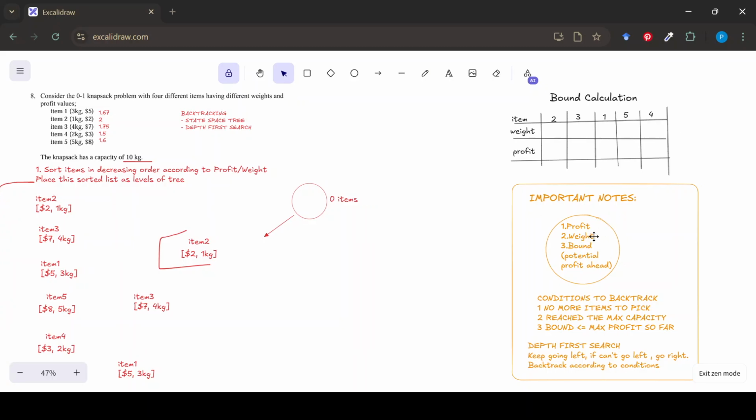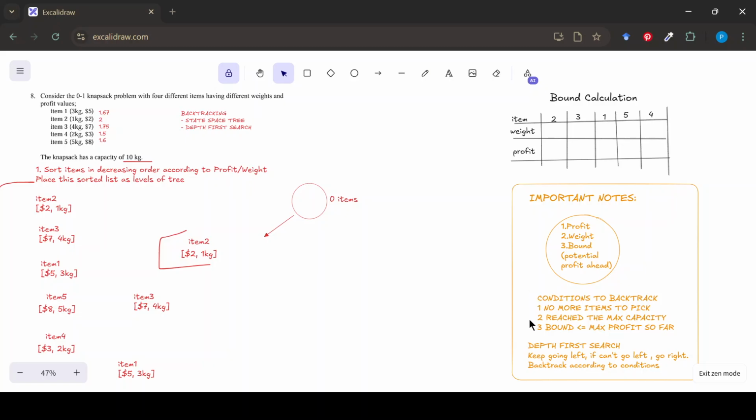So for each node, as you travel the tree, you need to find the profit so far, the weight so far, and the bound. The bound is the potential profit you can find ahead by looking at the potential items you can pick up. We'll see how that is done.